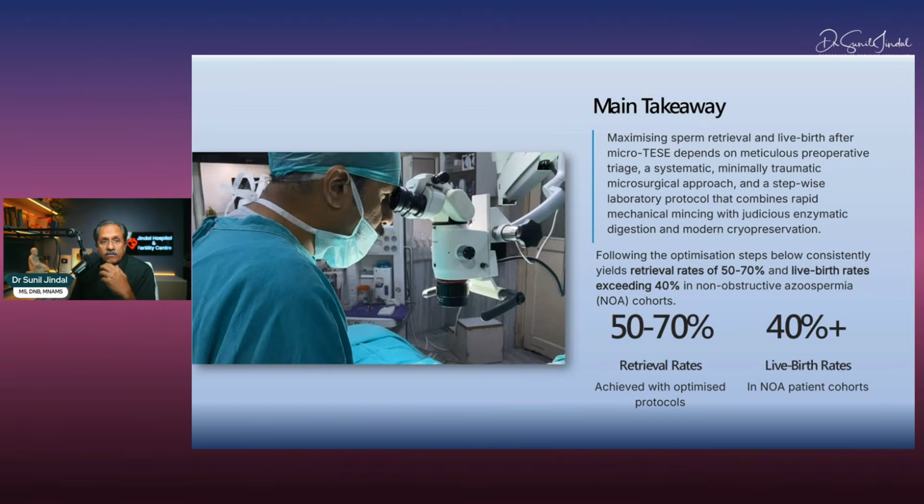Today, we are able to get sperms in 50 to 70% of patients and live births exceeding 40%. But this has been after doing this work for over 20 years. So today in this video, I am going to bring to you everything which I do, which I've learned in the last 20 years. What do I do in the theater? What do we do in the laboratory? What does our embryologist do? Everything from beginning to end, and how do we follow up the patient?